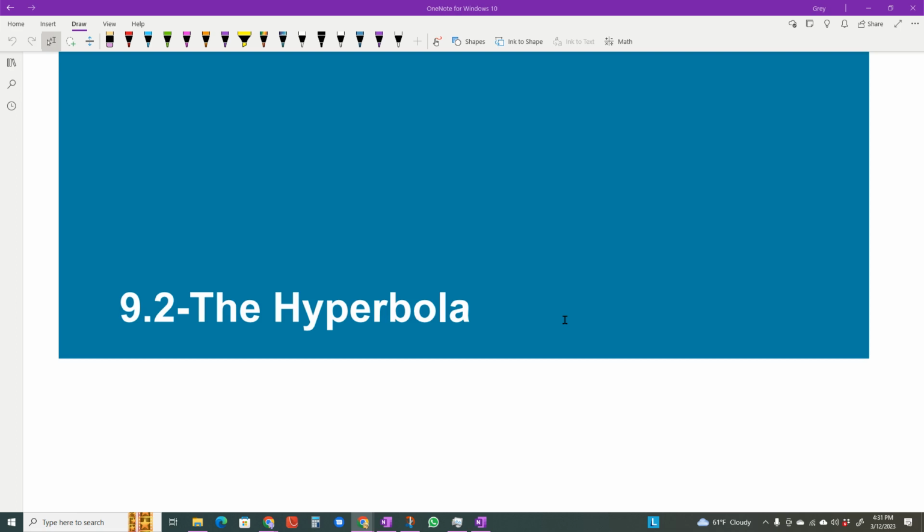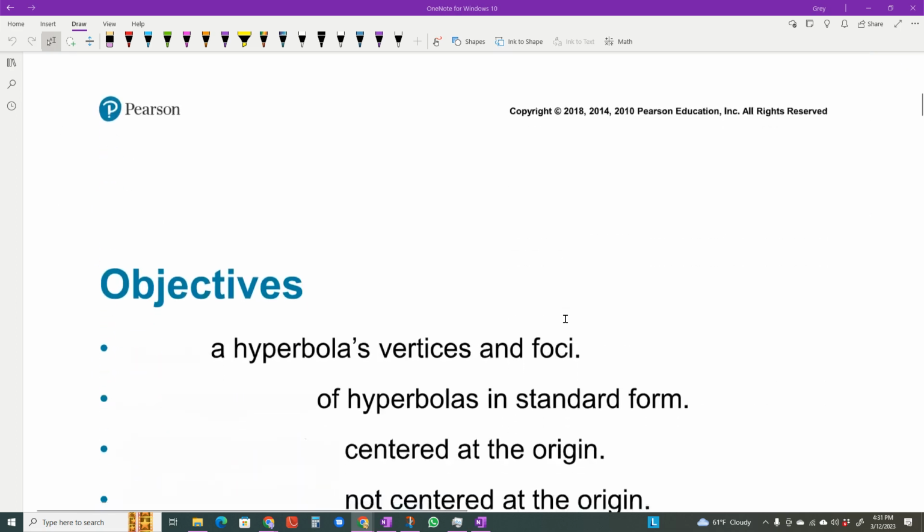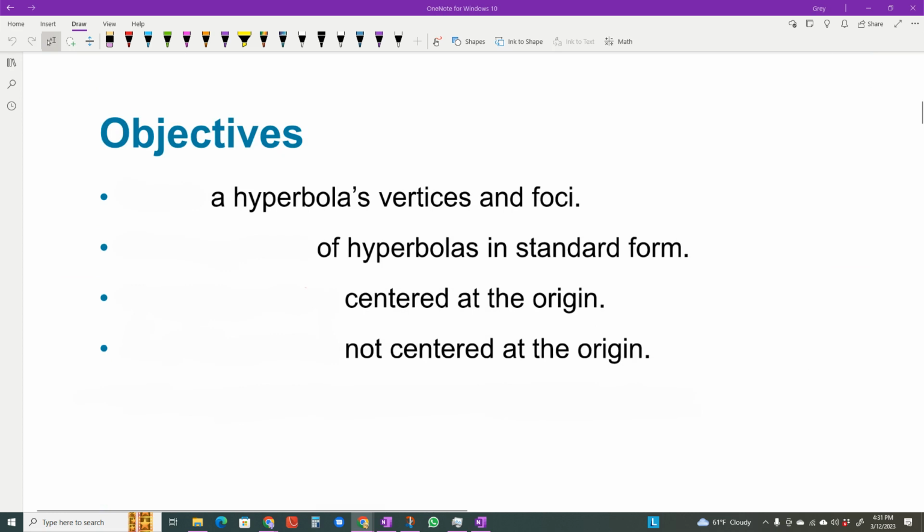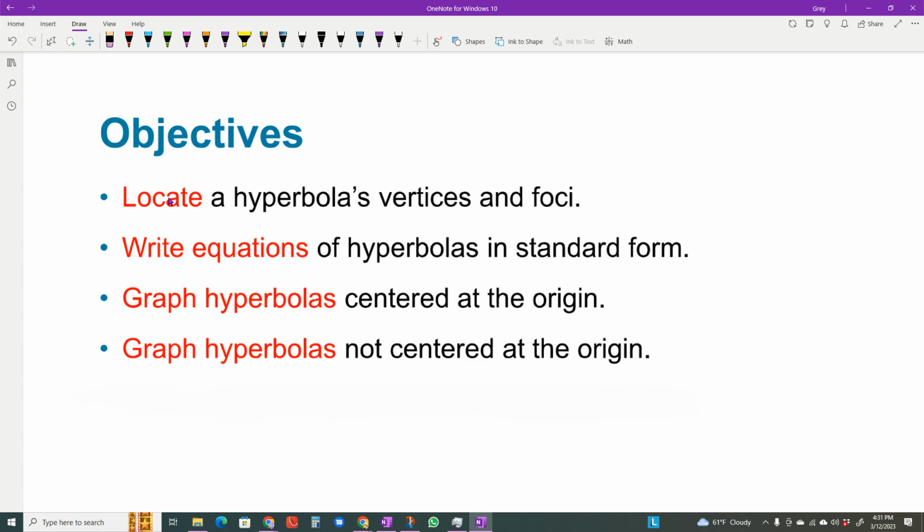Today's lesson is 9.2, the hyperbola, not to be confused with hyperbole that you study in an English class. This is the hyperbola. And in today's lesson video, we're going to cover locating the hyperbola's vertices and foci. We're going to write equations of hyperbolas in standard form, and we're going to graph hyperbolas that are centered at the origin and not centered at the origin.